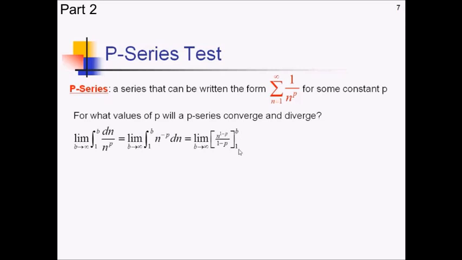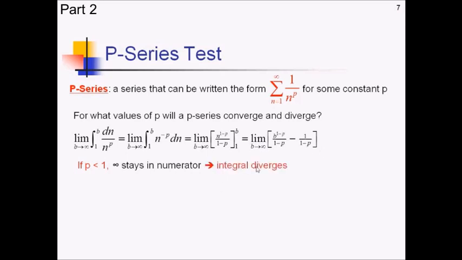Plugging in my limits of integration, I've got b to the 1 minus p over 1 minus p, minus, well, I just have 1 to something, so that's just going to be 1 in the numerator over 1 minus p. And now we're going to see what happens at different values of p. The key here is all the action is happening around p equals 1. If p is less than 1, let's see what happens with this exponent. You'd be doing 1 minus something less than 1. That would give you a positive exponent, which means that this b that's approaching infinity would stay in the numerator. Well, if infinity is in the numerator, then this whole thing's going to infinity, which makes our integral diverge.